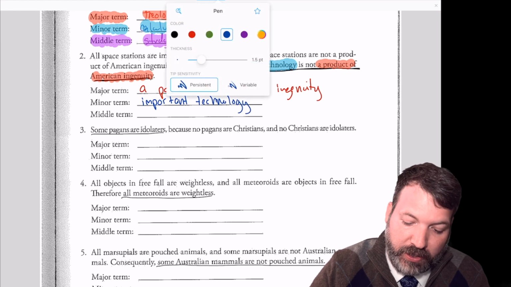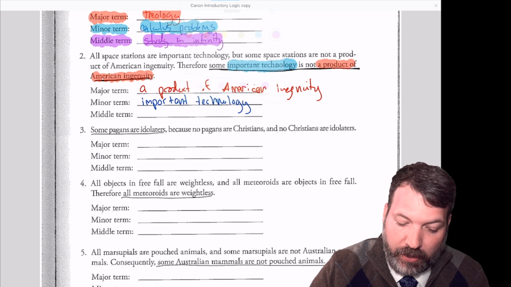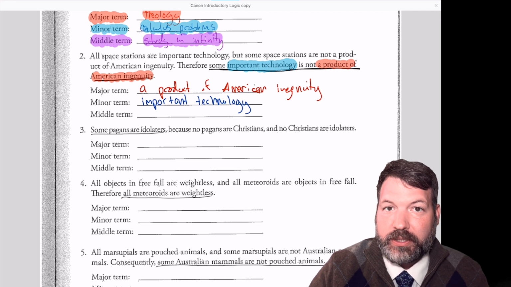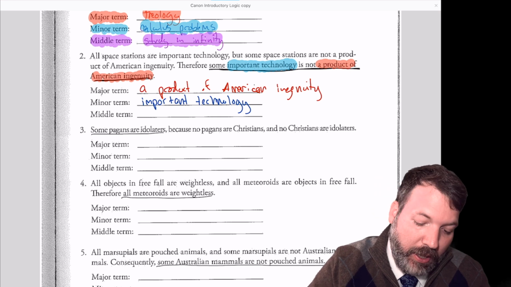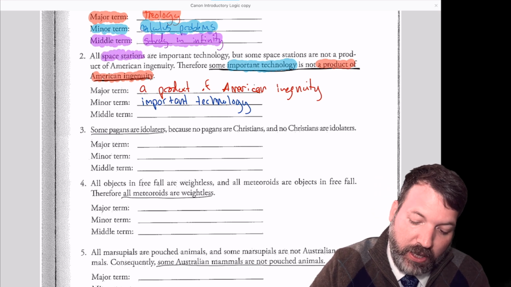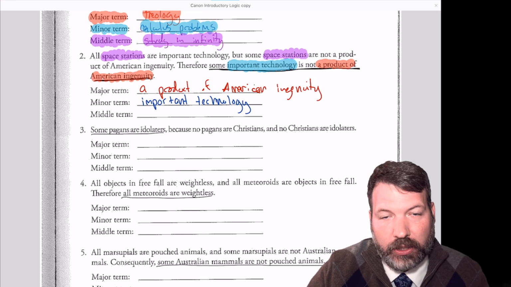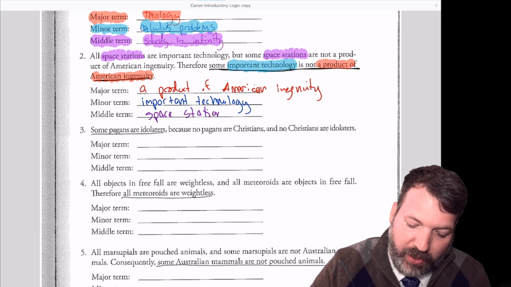And now there should be a term that did not appear in the conclusion, but does appear in both of the premises. So as you look through the rest of the argument, what else did appear in the argument but did not come up in the conclusion? And hopefully you can tell, oh, it was space stations, right? That's not a moon, that's a space station. It was space stations. So our middle term must be space stations.